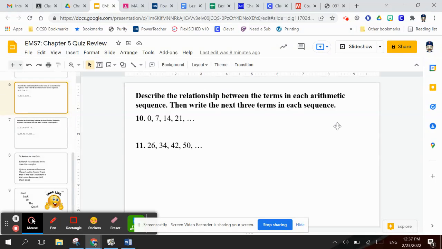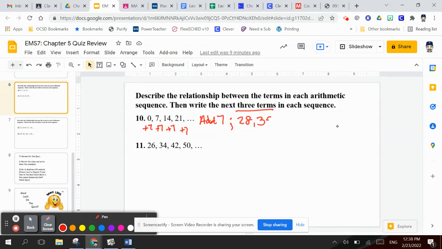When I look at number 10, I have 7 and 0. Well, I know to go from 0 to 7, I have to add 7. So let's see if that rule is the same. Is 7 plus 7 14? Yes. Is 14 plus 7 21? Yes. So the relationship is add 7. Then I have to write the next 3 terms. 21 plus 7 is 28. 28 plus 7 is 35. 35 plus 7 is 42.